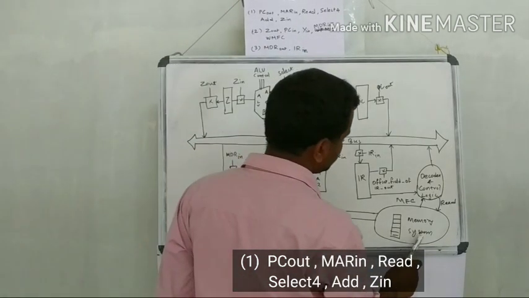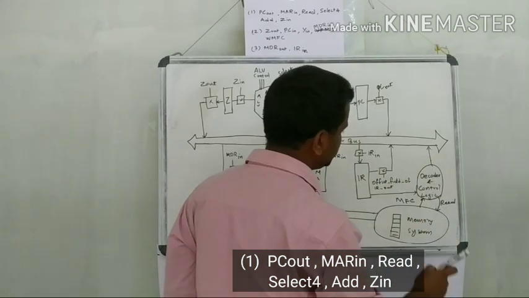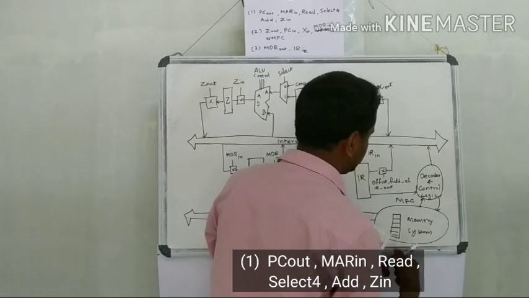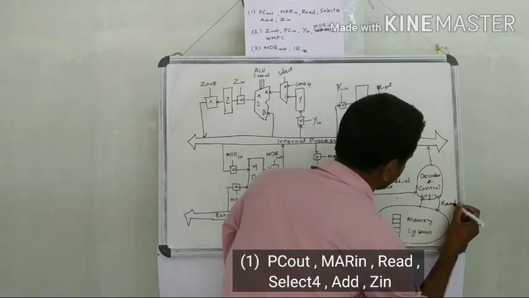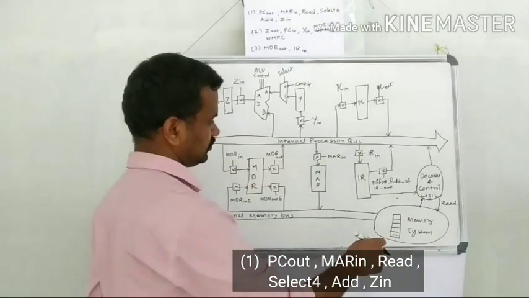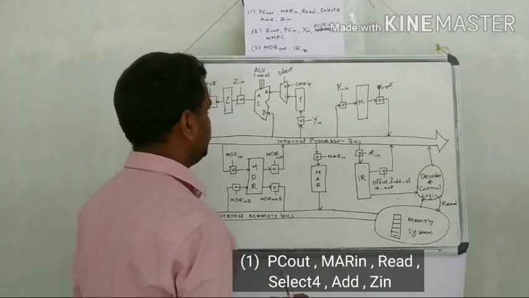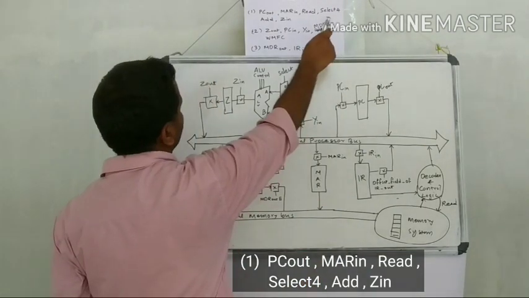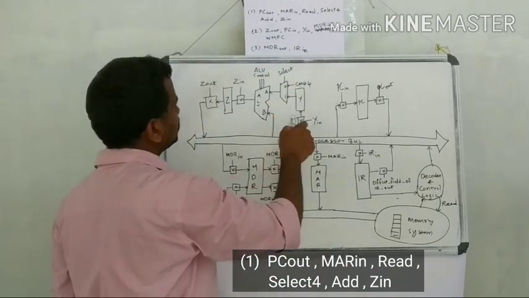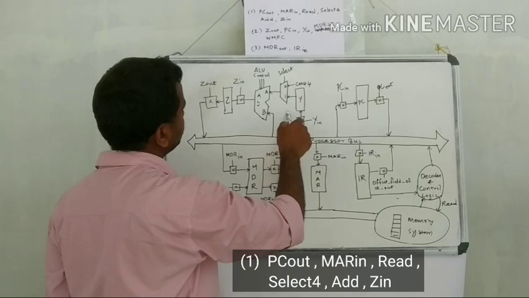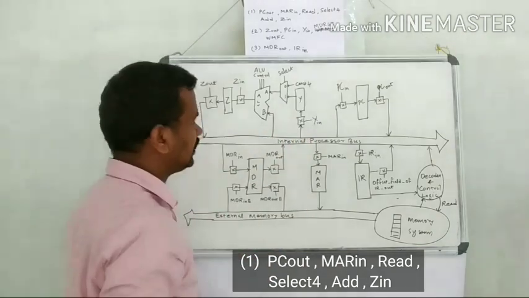The control decoder and control logic will issue a read signal, so the memory system will initiate memory read operation. Then at the same time, select 4 is activated. That is here. So the constant 4 will be selected.